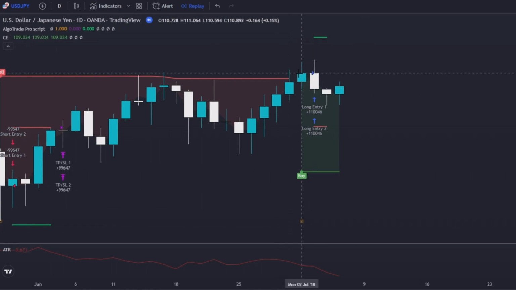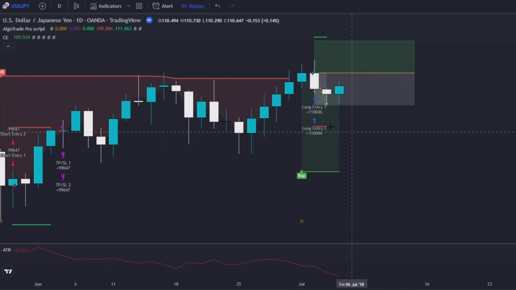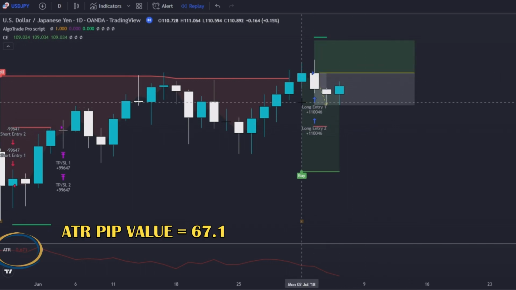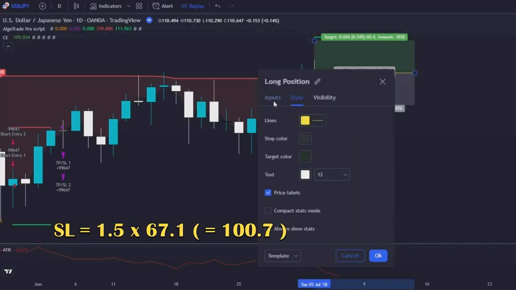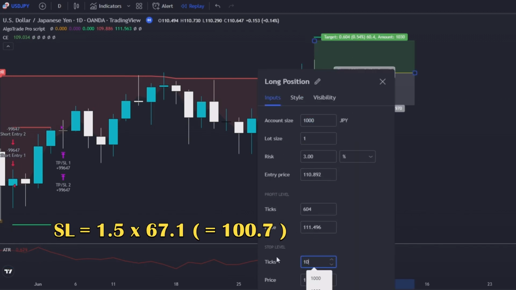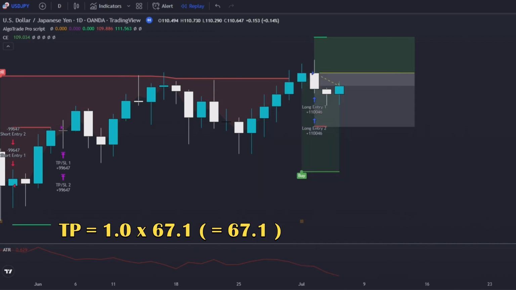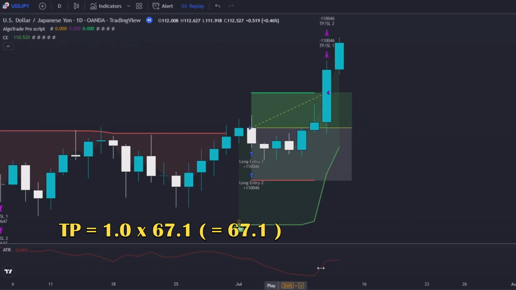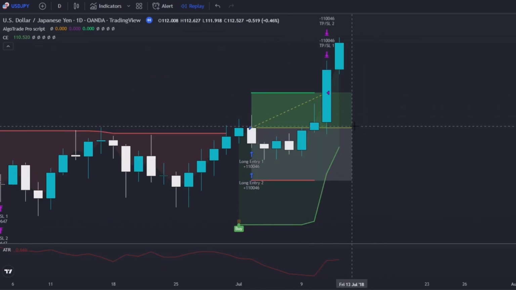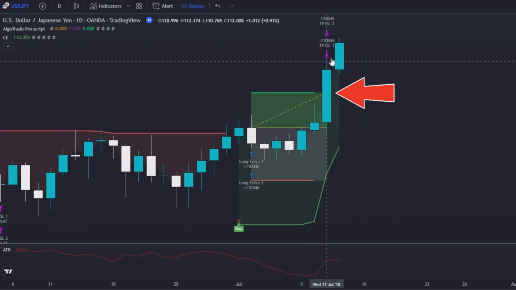Here, we have an example of a long signal. The algo considered the entry point after the closure of the signal candle given by the indicator. The stop loss value is 1.5 times the ATR pip value, in this case 1.5 times 67.1, which is 100.7 pips, and for the take profit the value is 1 times the ATR pip value, so 67.1 pips. This trade will be a profitable one. The take profit was hit here.